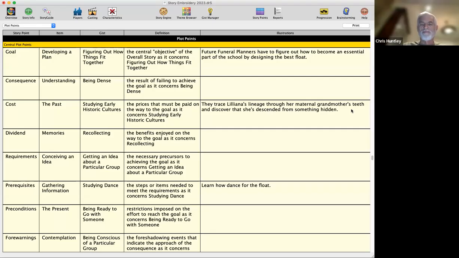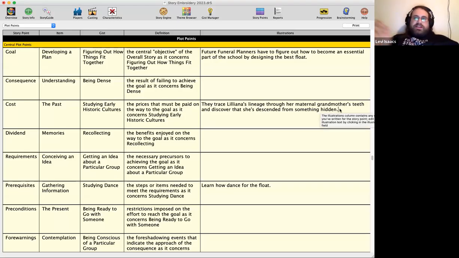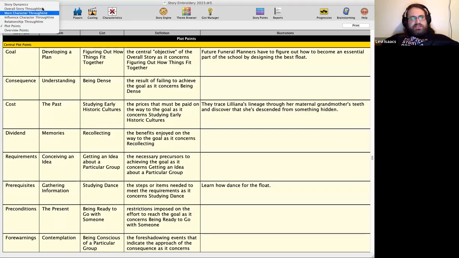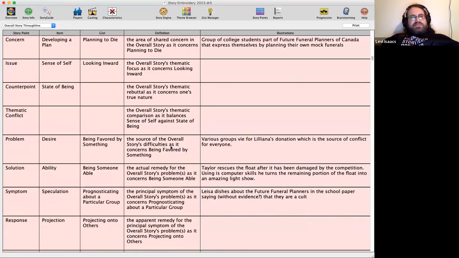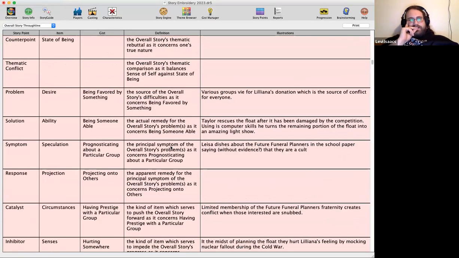Right. Okay. And then I just put something hidden. Yeah, that's fine, something hidden. And then an easy one I had was kind of the response projection in the OS, projecting onto others. I thought maybe this could be everybody projecting ulterior motives, or that everybody's interested in this just for the money, and nobody cares about her actual culture or anything. That might be something that they get there.